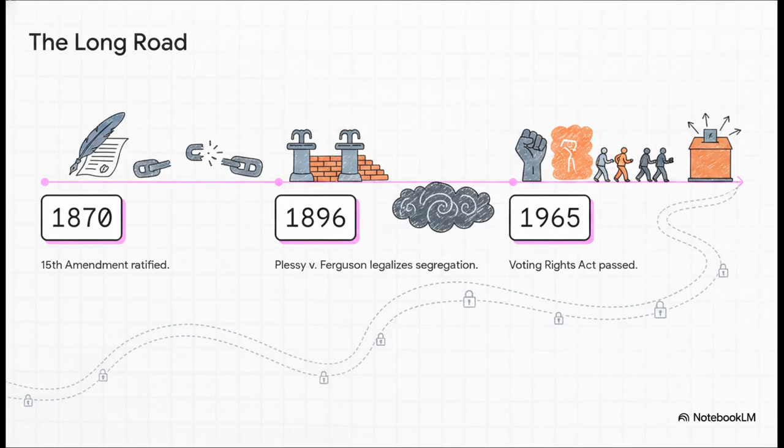It wasn't until almost a century later in 1965, prompted by the incredible work of the Civil Rights Movement and signed by President Lyndon B. Johnson, that Congress finally passed the Voting Rights Act. This act authorized federal supervision of voter registration to actively enforce the 15th Amendment. Literally nearly 100 years passed between the promise being written and the federal government truly stepping in to enforce it.